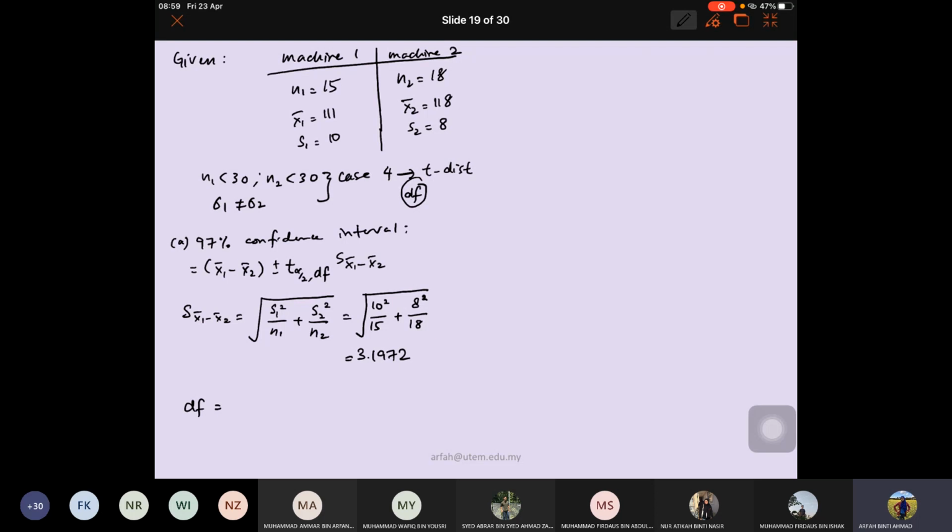Take a look at the formula. The formula is a bit intense, but just calculate the formula for the degrees of freedom. It equals S1 squared over N1 plus S2 squared over N2, all squared, divided by S1 squared over N1, squared, over N1 minus 1, plus S2 squared over N2, squared, over N2 minus 1. So, try to calculate, what do you get?